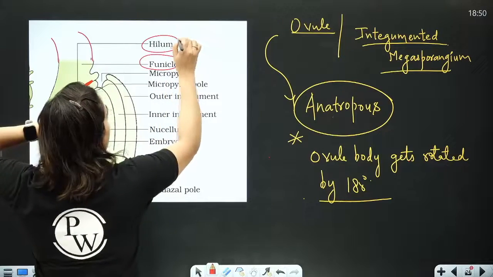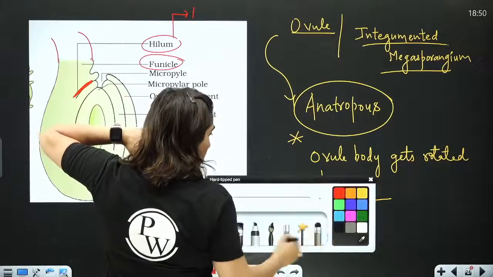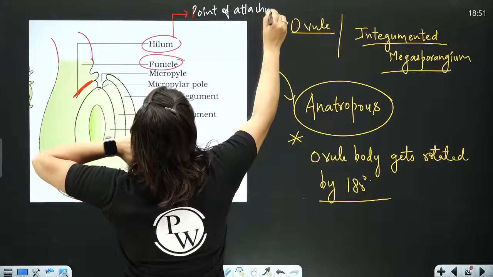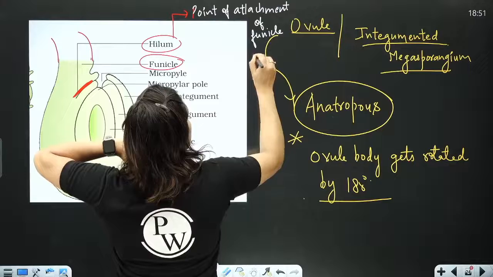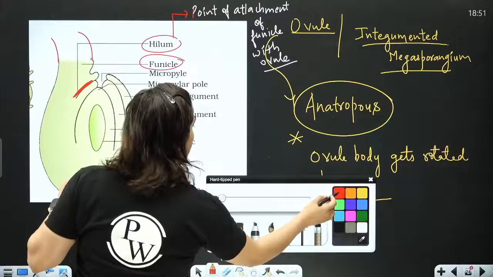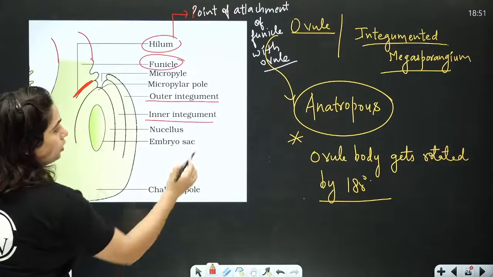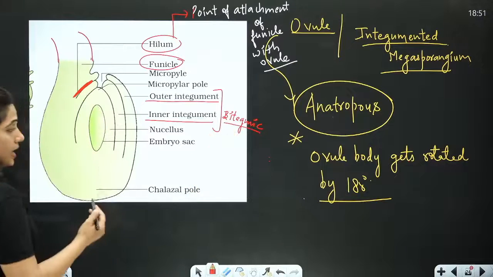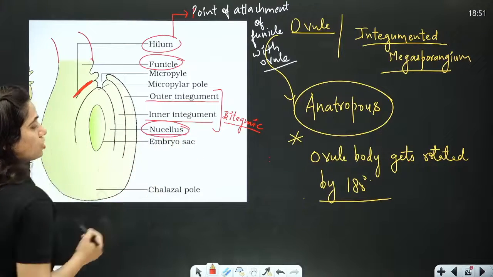What is hilum? This question directly comes. Point of attachment of funicle with ovule is hilum. That point of attachment is called as hilum. Okay. Now the ovule has two coverings, the outer integument and the inner integument. That is why it is called as a bitegmic structure. It has two integuments.